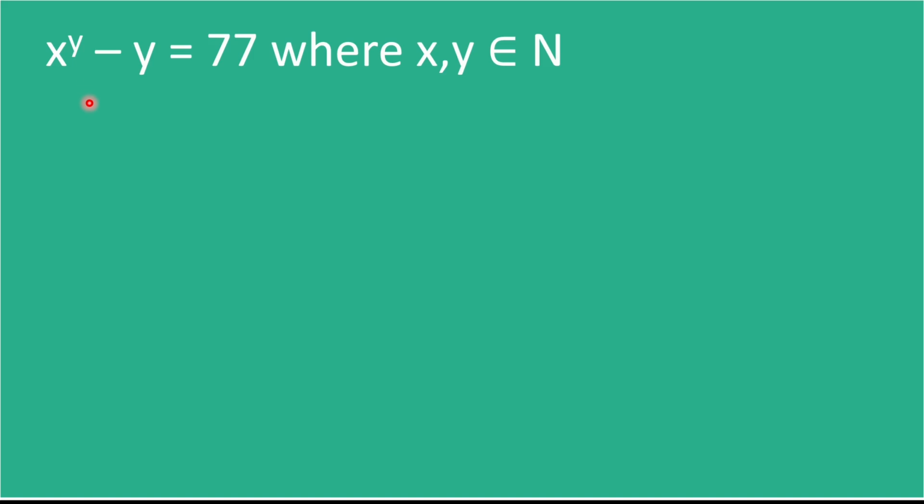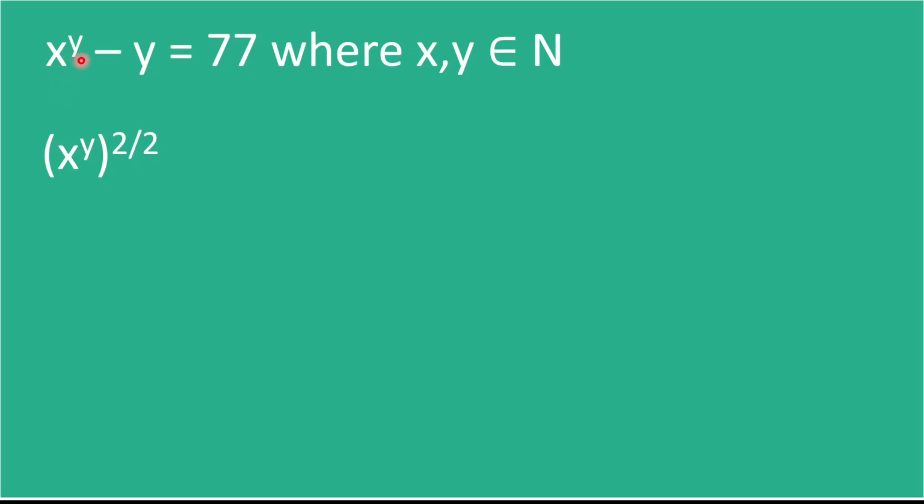Hello everyone. We have this question: x^y - y = 77, where x and y belong to the natural numbers. So let's start the solution of this question, and we have to find the values of x and y.